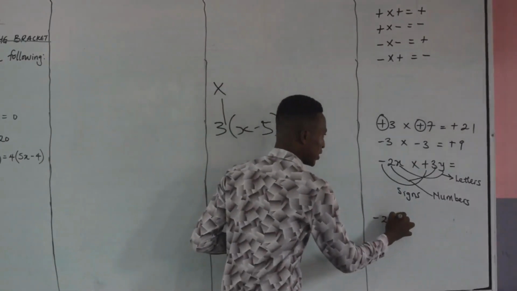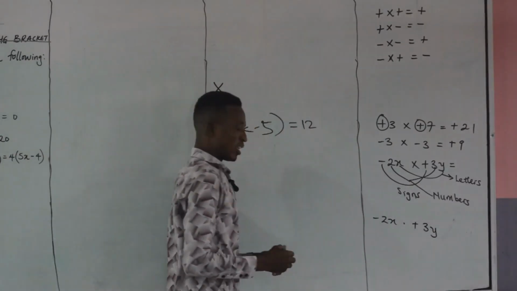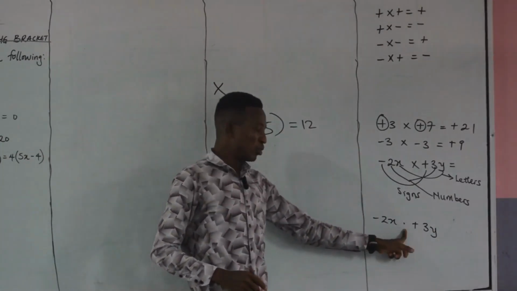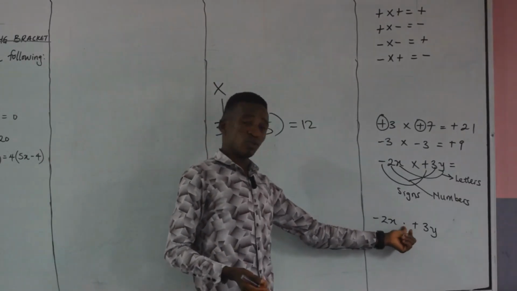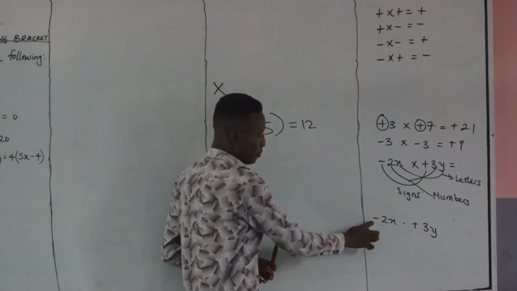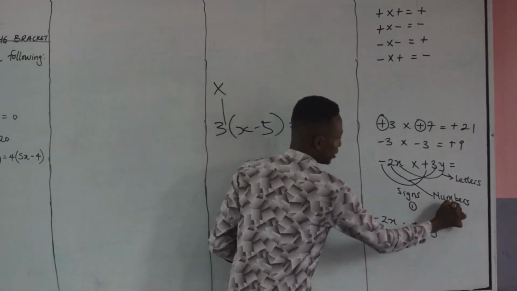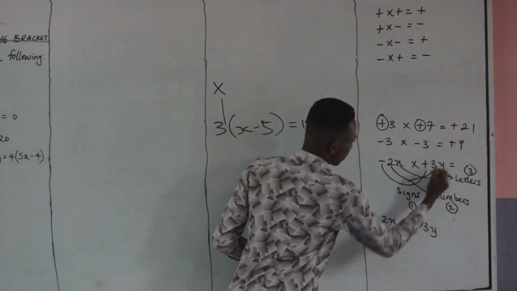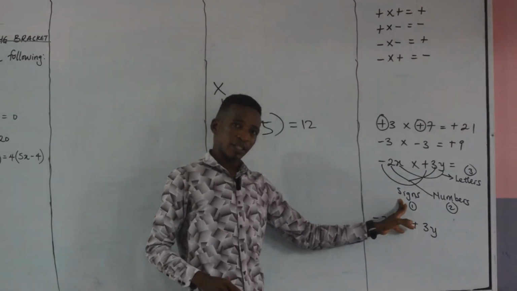Minus 2x multiplied by plus 3y. I used another thing here, which is dots. That means you might be checking some solutions sometimes. Instead of using the multiplication sign, you may use dots. Now, in this case, the signs were the first thing I did. That's number 1. Numbers are number 2. Letters are number 3. That means what I did here was to multiply the signs that I have.